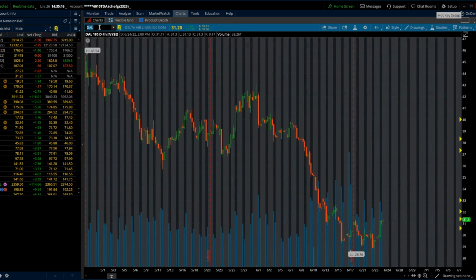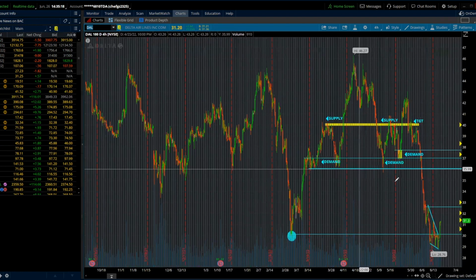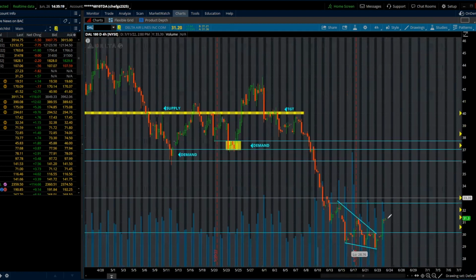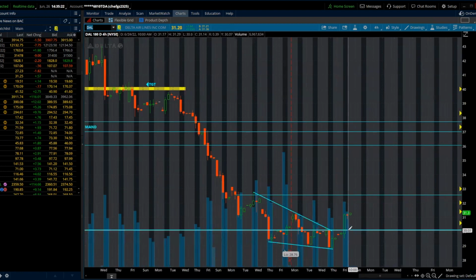The other one is DAL. This one is also going to be on a watch list. So let's look at it. We use that 30 level as a support, a psychological number. Nice little falling wedge as well.